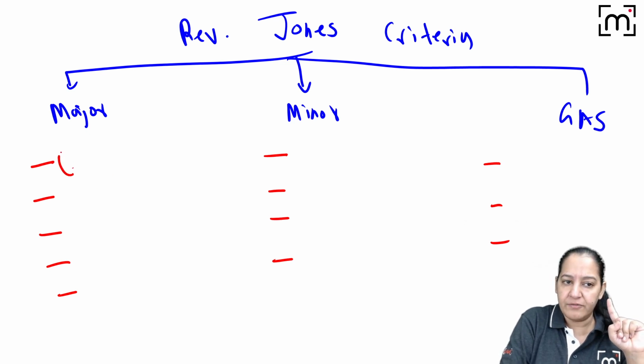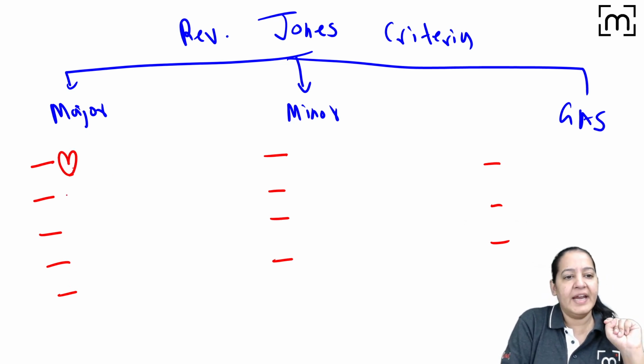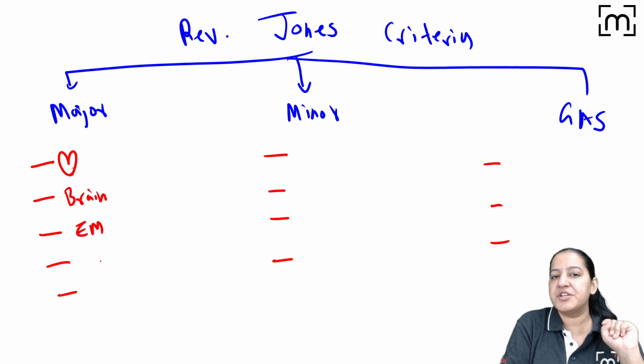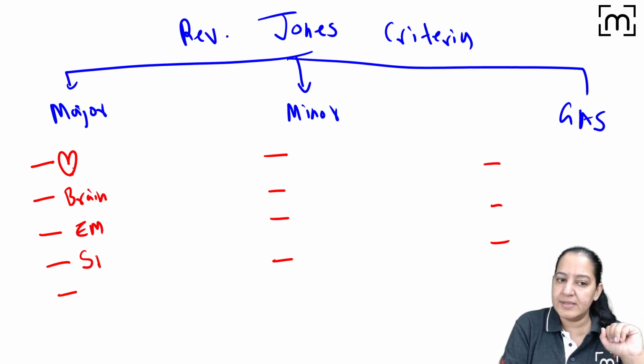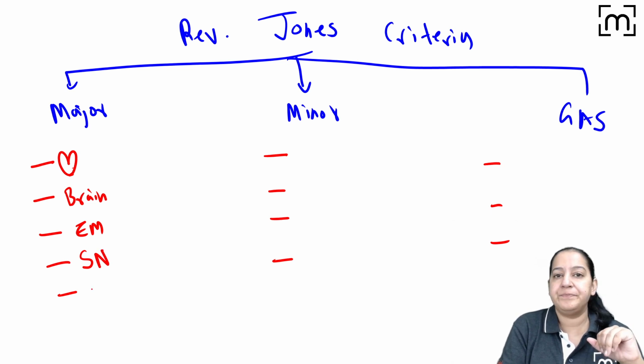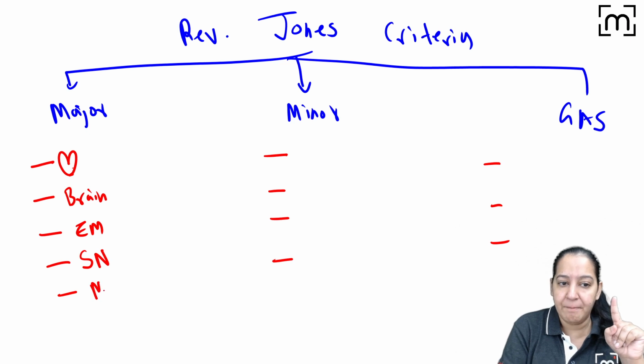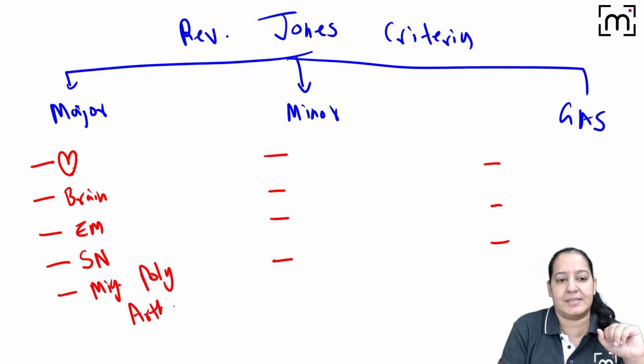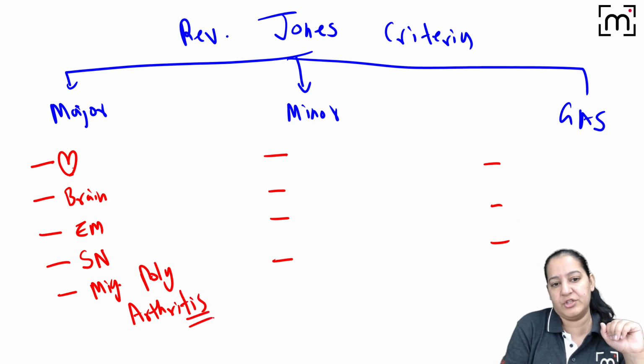The first major criterion is of the heart, carditis. The second is the brain, that is Sydenham's chorea. The third is erythema marginatum in the skin. The fourth is the subcutaneous nodules. And the fifth one, what is the fifth one? Joints. It is migratory polyarthritis. Arthritis, inflammation of the joints.